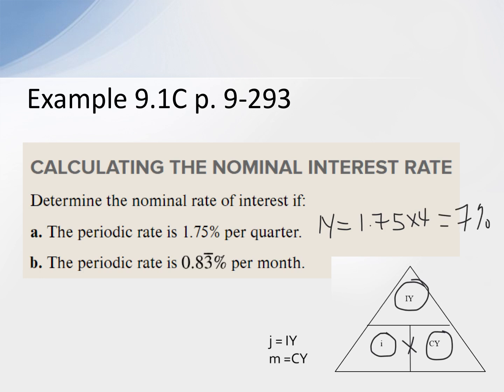In part B, we have a periodic interest rate of 0.83 repeating per month, and so our nominal interest rate would be the periodic interest rate times 12, and that would give us a nominal interest rate of 10% compounded monthly.